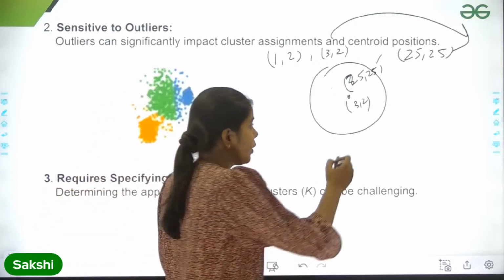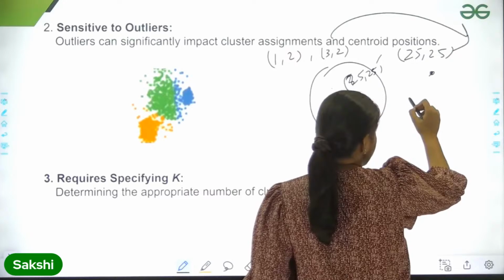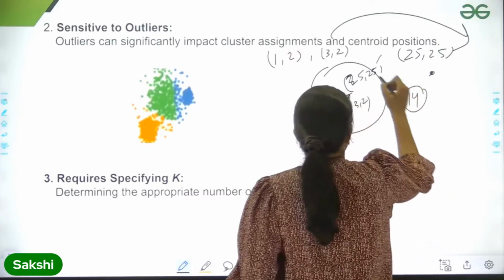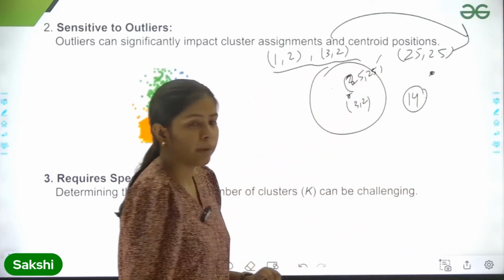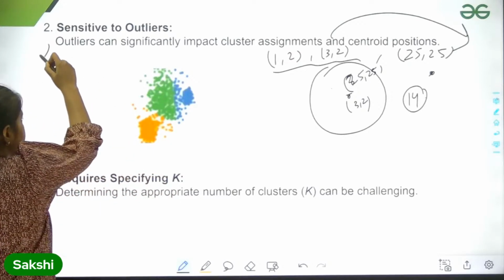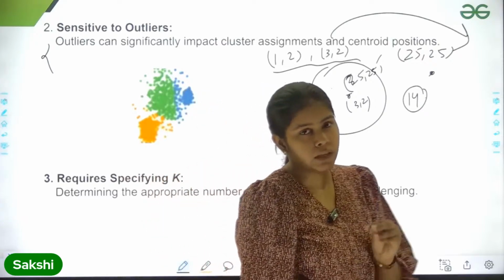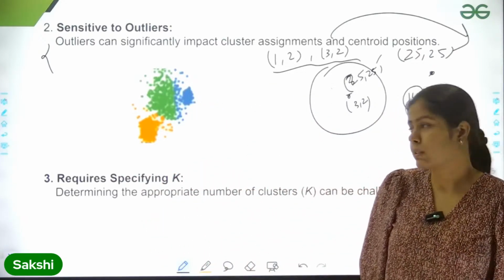Your centroid would become somewhere around 25 plus 3 divided by 2, that means 14. 14 would be the centroid, but my points lie around 1 comma 2 and 3 comma 2, right? So that would be wrong. That's why k-means is sensitive to outliers. And just remember, whenever we have a distance-based algorithm, it is always sensitive to outliers.